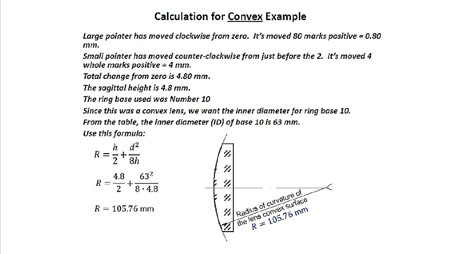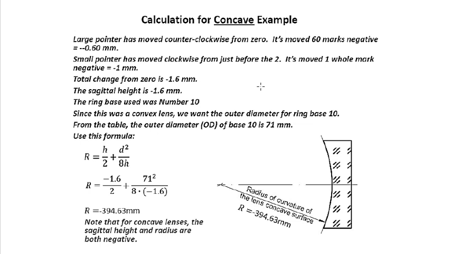So let's go into another one, which is your concave example. We're going to do the same thing. We're going to use what we measured, which is negative 1.6 millimeter. Our base is still number 10, so that's 71 millimeter that you get from your LOH spherometer ring base sheet, the outer diameter for number 10. We're just going to plug that in. So your sagittal height is minus 1.6.